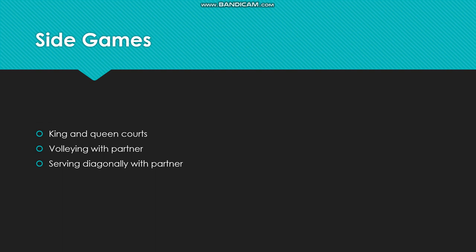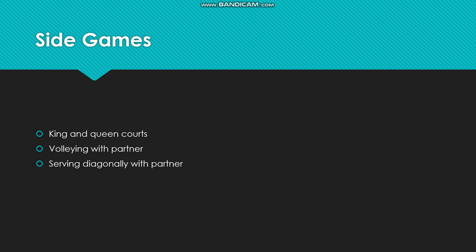Some side games that can be played is king and queen court. If you're doing doubles or singles, if you win, you move up courts, and if you lose, you go back a court, and you just have to continually win to get to the king's court.